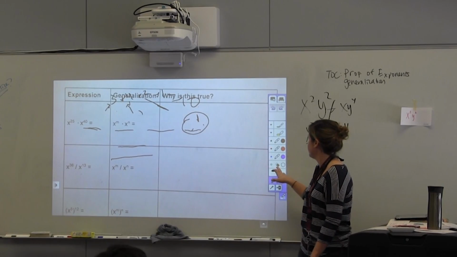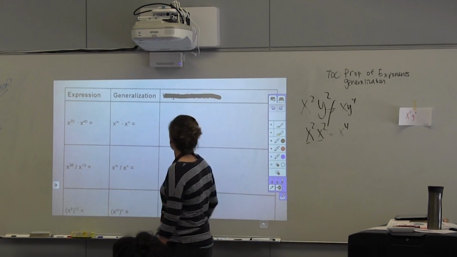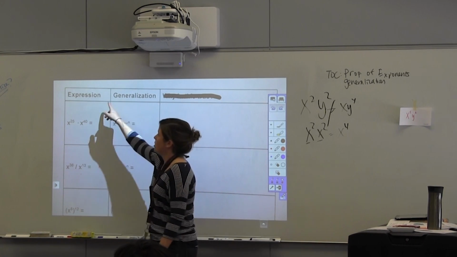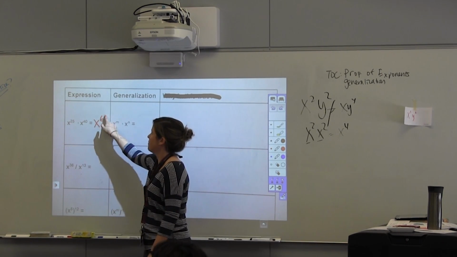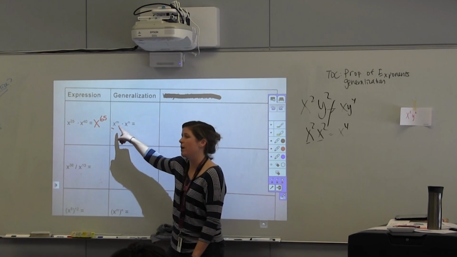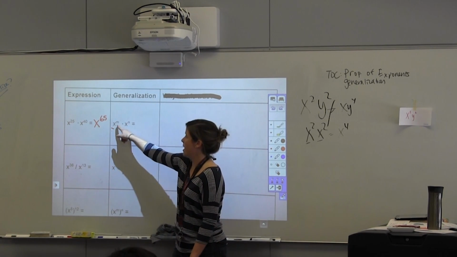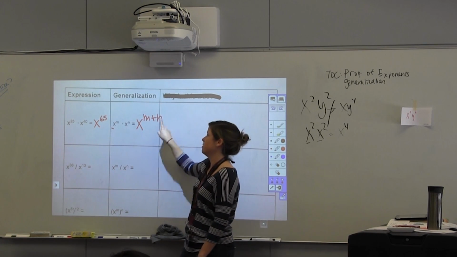I'll write it down. So the expression is x to the 20th times x to the 40th. That would be x to the 65th. The generalization, so for x to any power m times x to any power n, I'm going to get x to the m plus n.